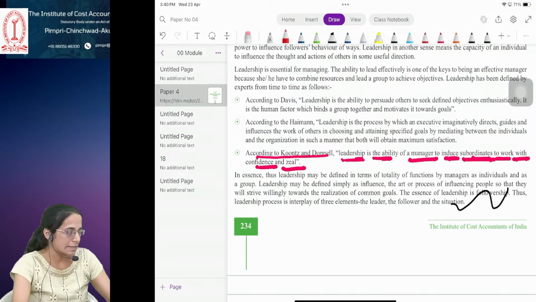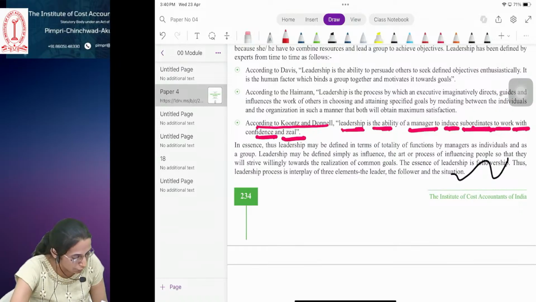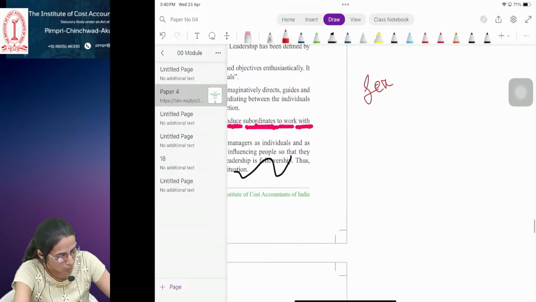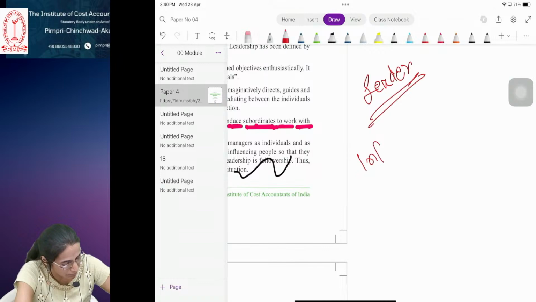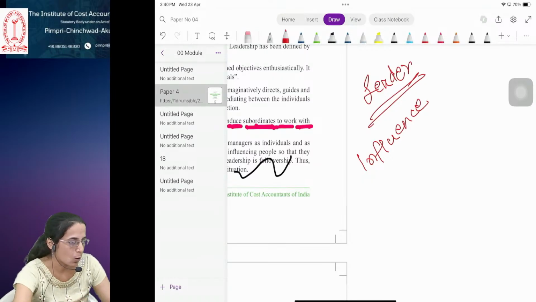Okay, so what they are saying is that leadership may be defined simply as influence, the art or the process of influencing people so that they will strive willingly towards the realization of common goals. So the main motive or the purpose of the leader is that he should influence the people. Influence them by his views, by his attitudes, the way of doing the work, the process to be followed. Whatever good things he has, he will motivate, he will influence his team members. And those qualities will come up directly. People will try to gain these qualities and then they will be able to achieve the goals of the organization together.